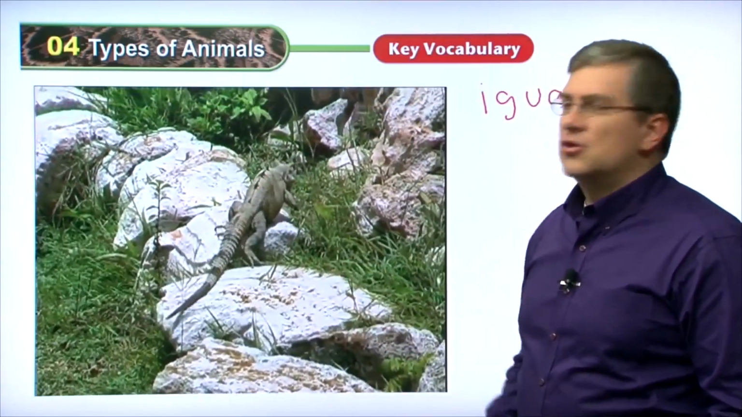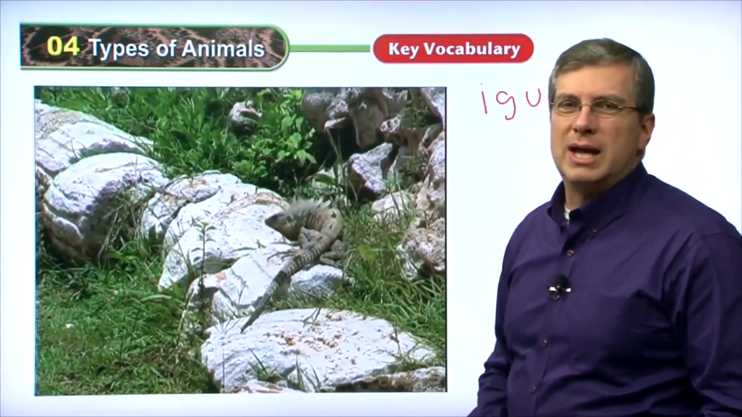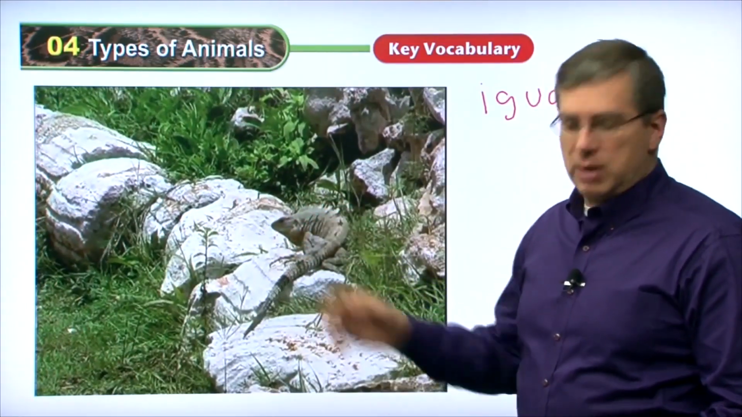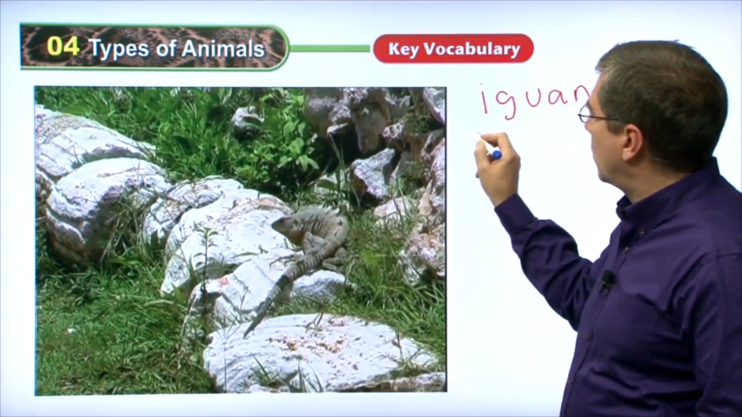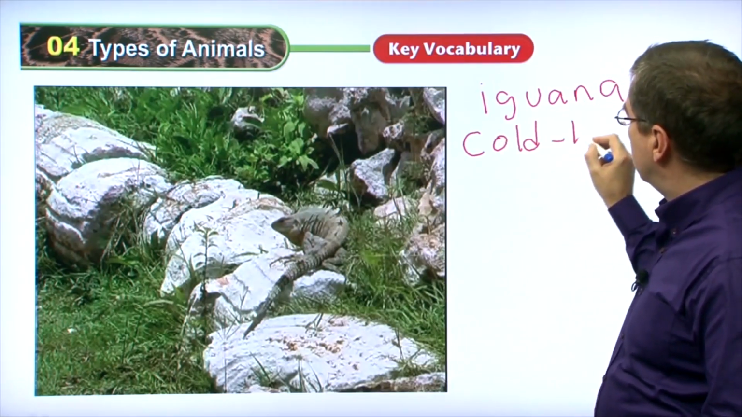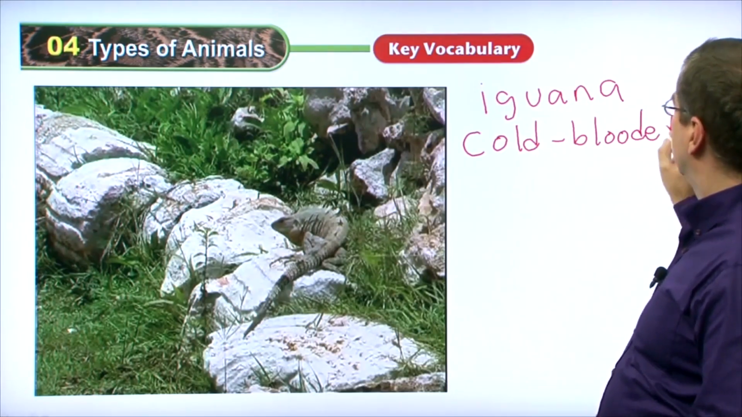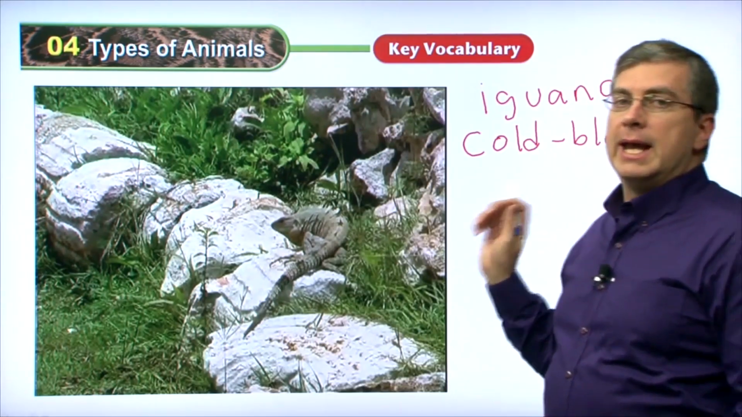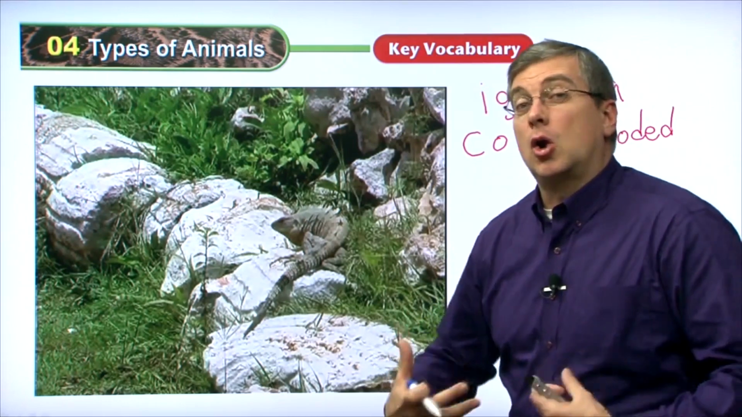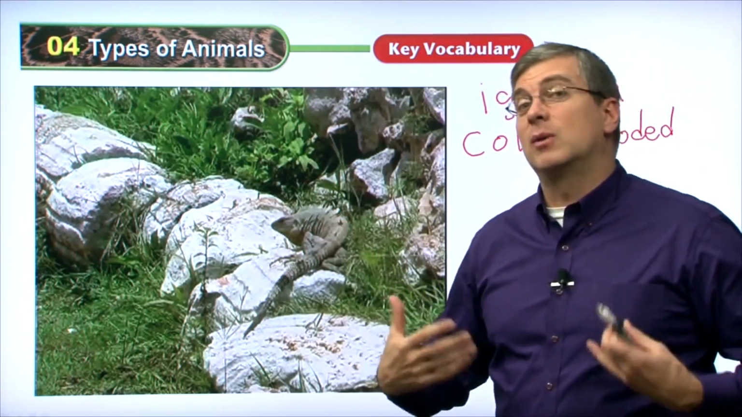By the way, another interesting thing about reptiles is that they are cold-blooded. Cold-blooded means that they cannot regulate their own temperature. They are cold-blooded. Mammals are warm-blooded. It means mammals, we generate our own heat from our bodies. But reptiles cannot generate their own heat.